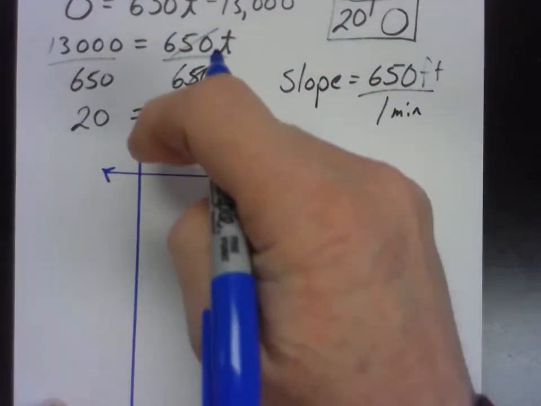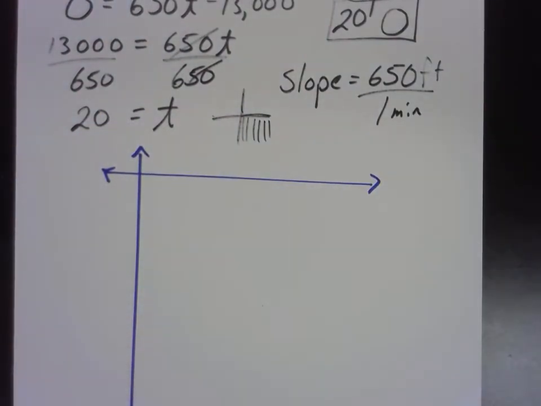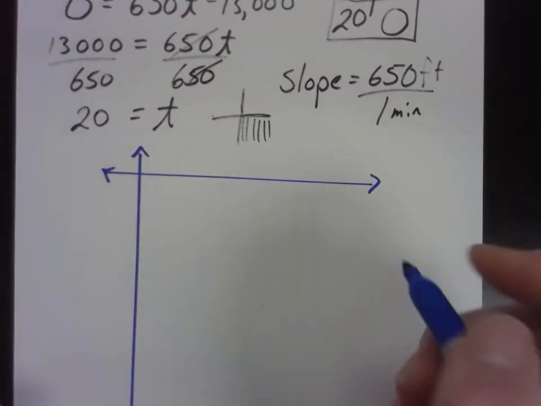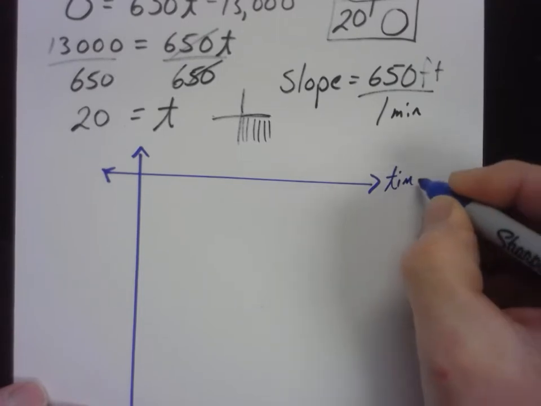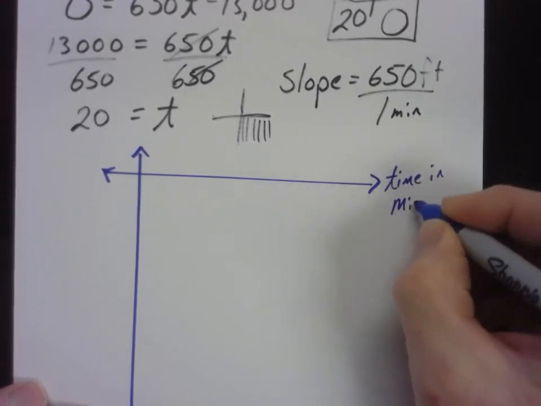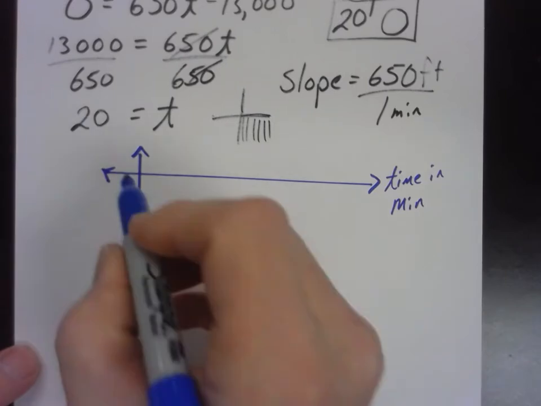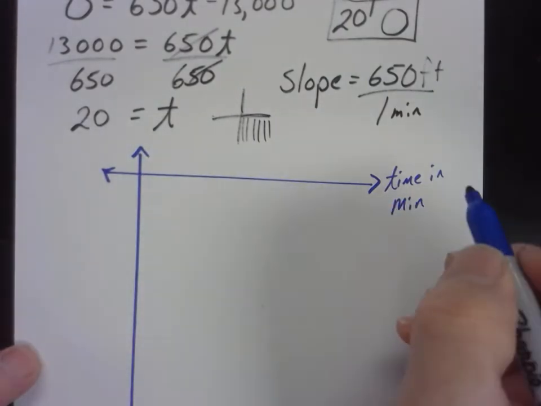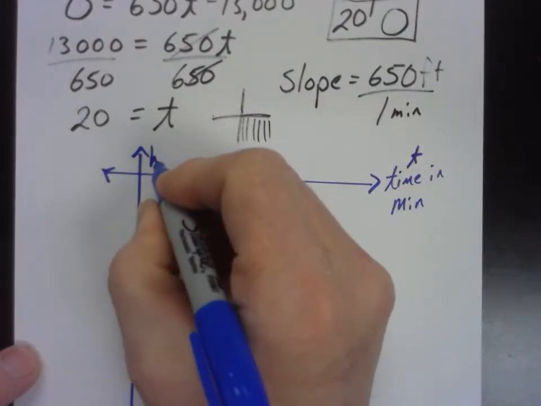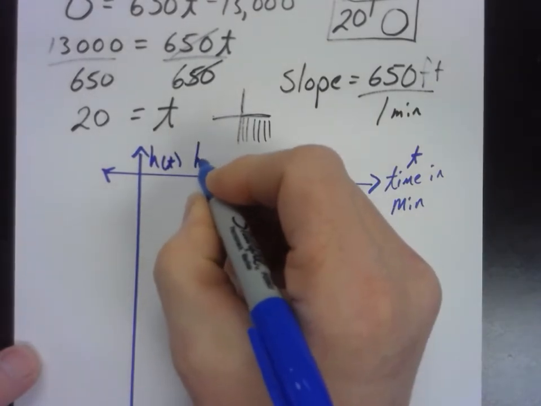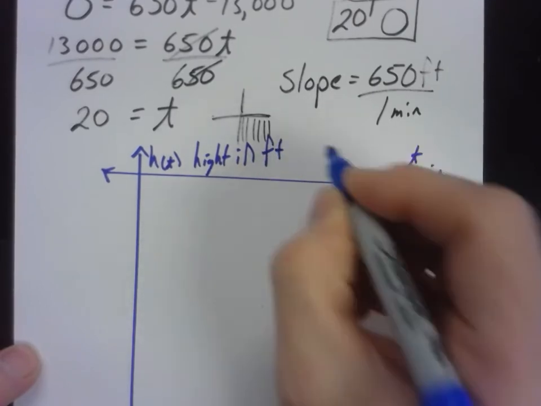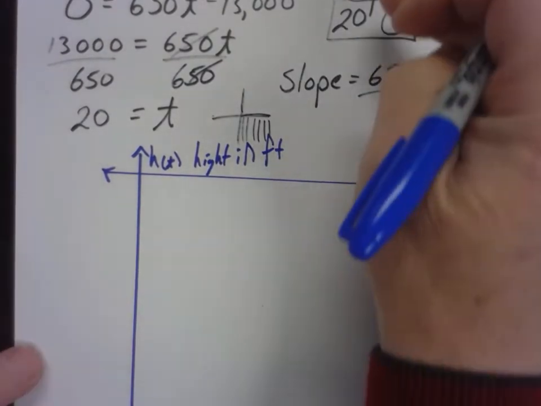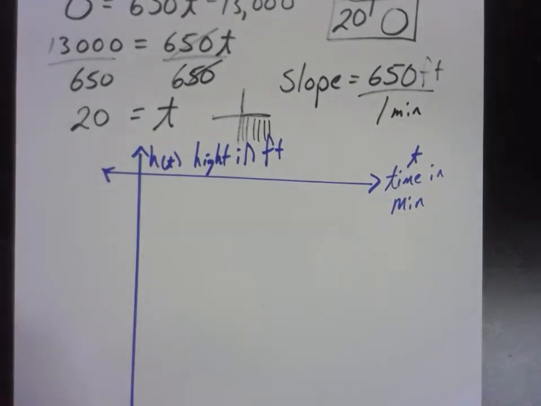So I'm kind of showing where they are, but we don't really care about them in this particular case, do we? And then this axis, what is it? That is time in minutes. Okay? And then this axis is height, and speed. Yeah, so this h of t is our height, in feet. Okay. So I got to graph this point 0, negative 13,000.